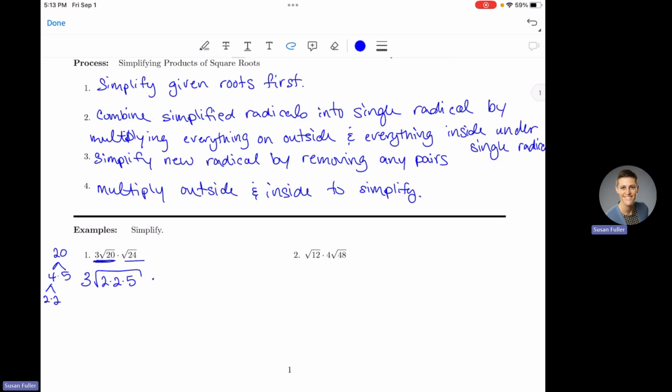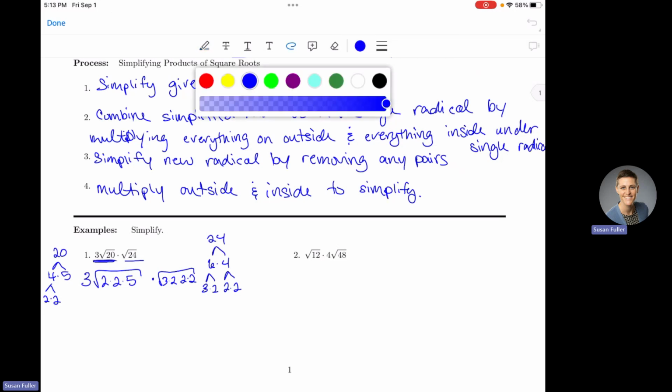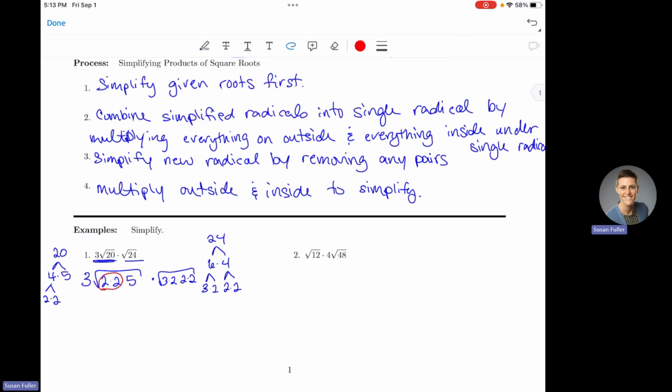And the square root of 24, let's break down 24. That becomes 6 times 4. 6 is 3 times 2, and 4 is 2 times 2. So 24 becomes 3 times 2 times 2 times 2. And now I'm going to look for pairs to simplify what I have. I have a pair under this one and a pair under this one. So for this guy, I'm going to have 3 times 2 on the outside and then a 5 underneath.